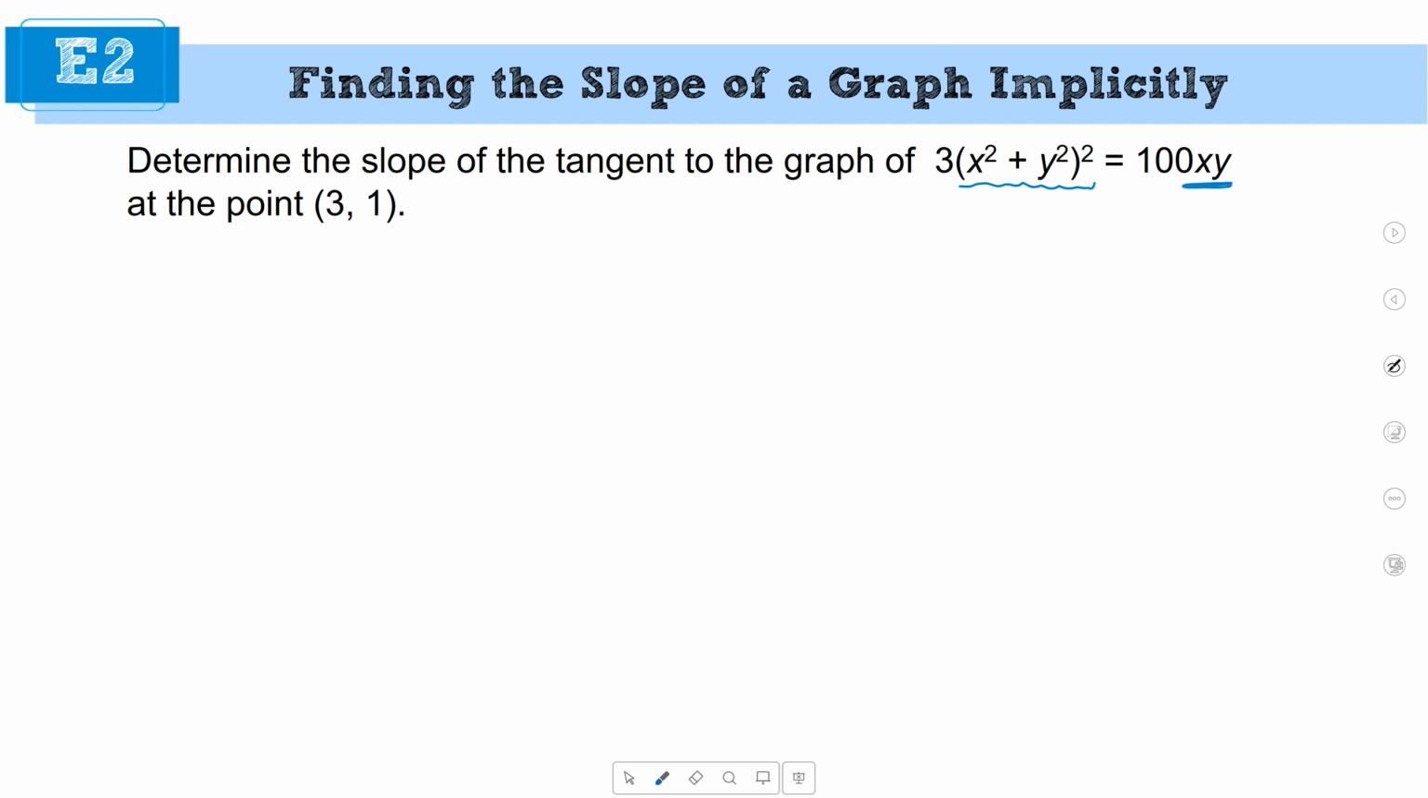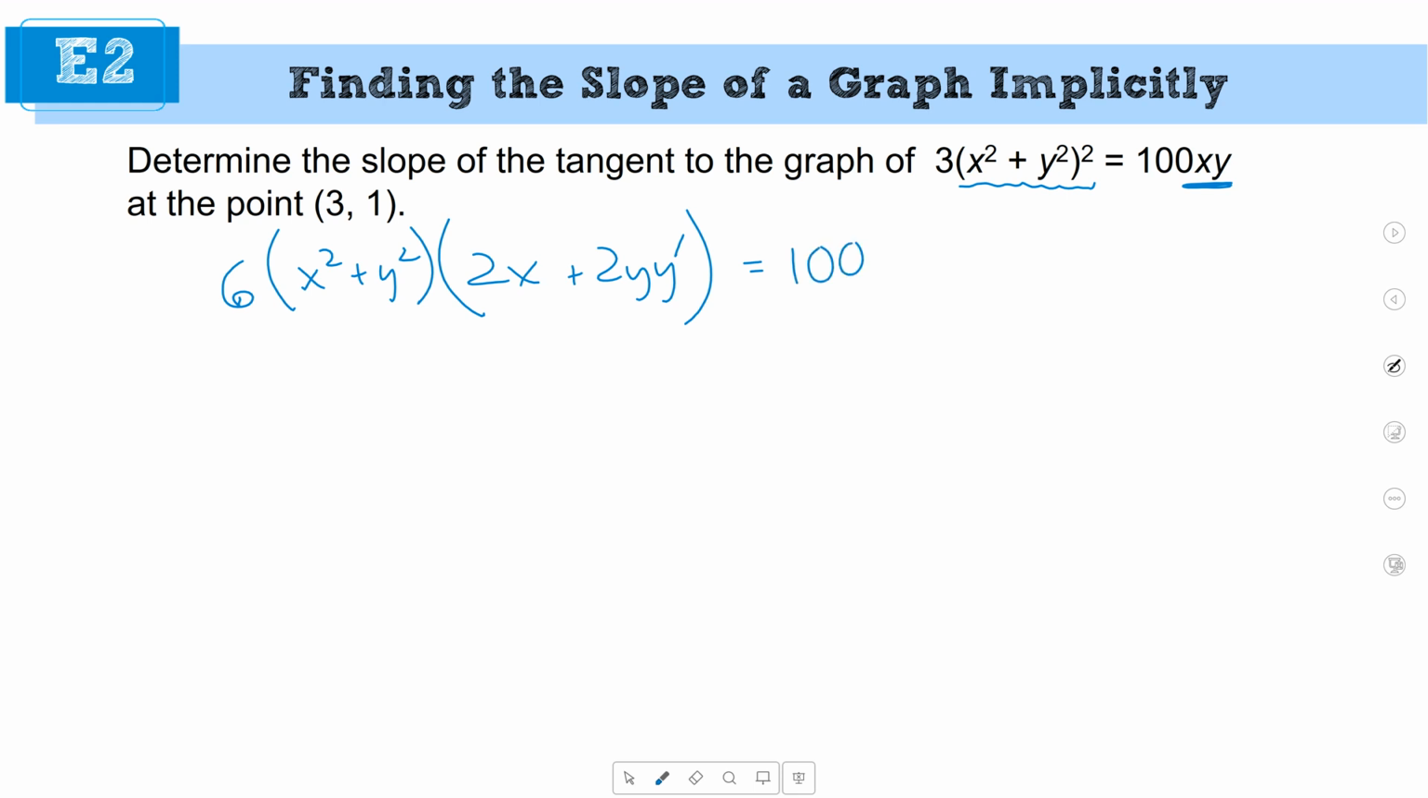Okay, so let's go. 6 times the quantity x squared plus y squared times 2x, derivative with respect to x, so therefore no x prime, plus 2y y prime, close parentheses. Let's stop there for a breather. Everybody good? Two functions, one chain.